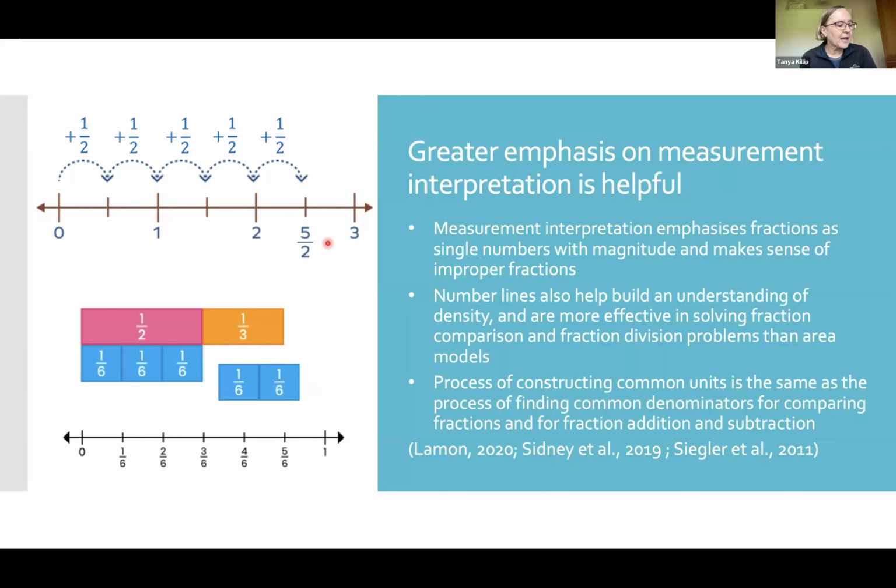So number lines have also been shown to be more effective in solving fraction comparison and fraction division problems than area models. Furthermore, the process of constructing common units in the measurement interpretation is the same as constructing common denominators for comparing fractions and for fraction addition and subtraction. And here's an example down here of this. So you can see they've got the fraction a half and a third, and students can see that a common measure for each of those fractions is a sixth, right?